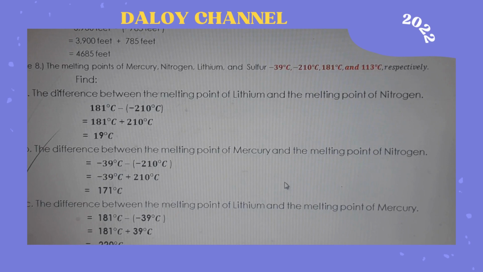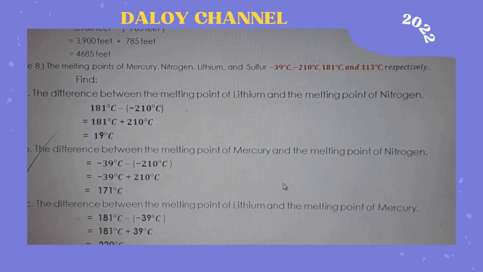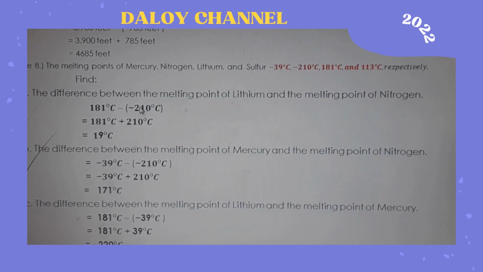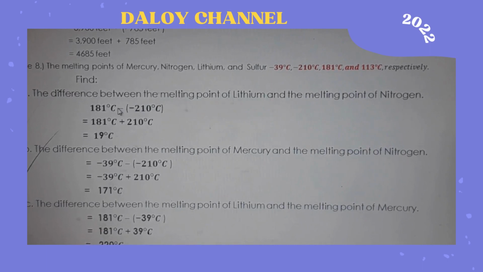Again, there's a correction here. By distributing the negative sign to the minus sign, it becomes positive 210 degrees Celsius, which will be directly added to 181. So instead of 19 degrees, please correct it. The sum of 210 plus 181 is 391 degrees Celsius. That is the answer.